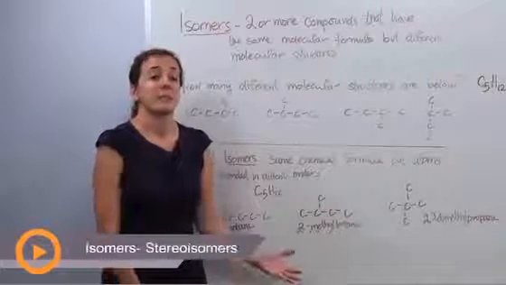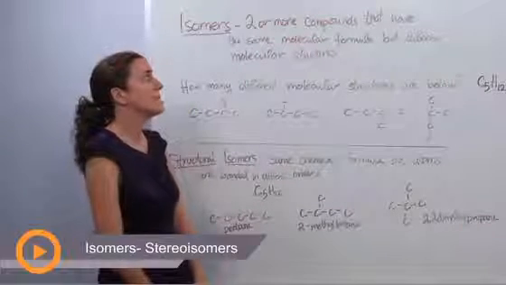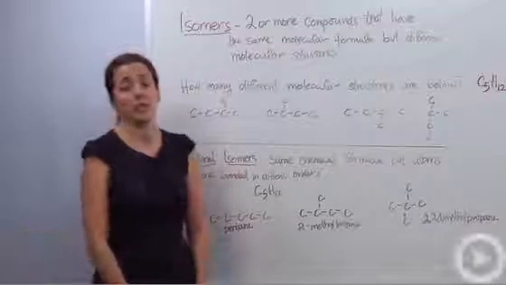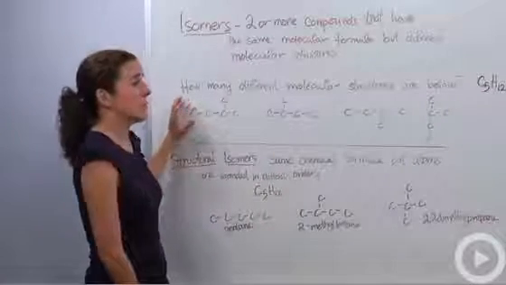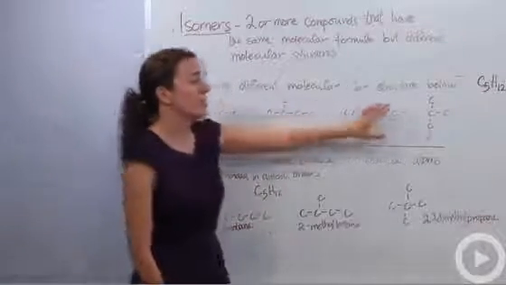All right, so let's talk about isomers. Isomers are two or more compounds that have the same molecular formula but different molecular structures. All right, so let's look at these guys. These guys are all C5H12, and I want you to understand the difference between all of these.